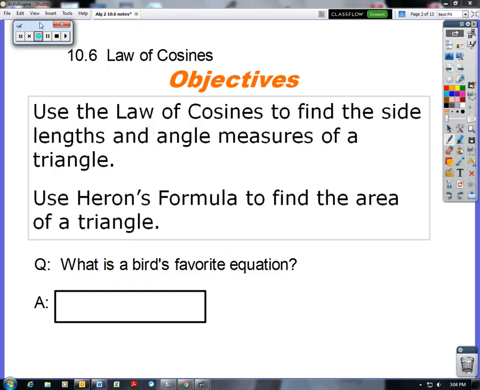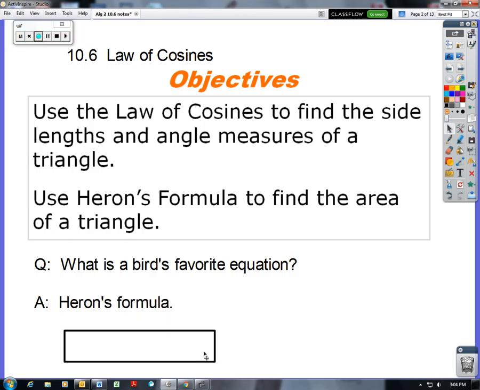our question: what is a bird's favorite equation? And if you had said Heron's formula, you would have been correct.